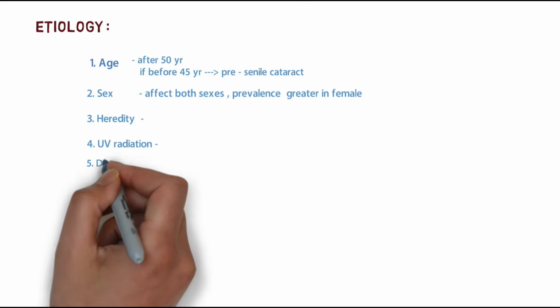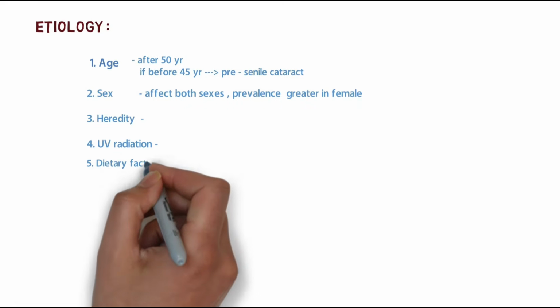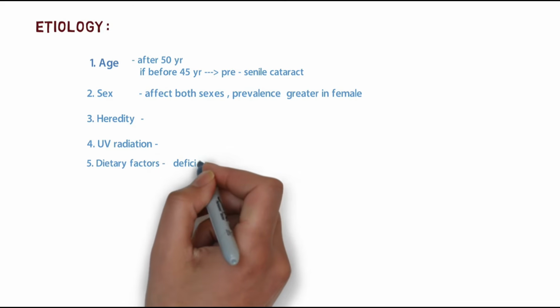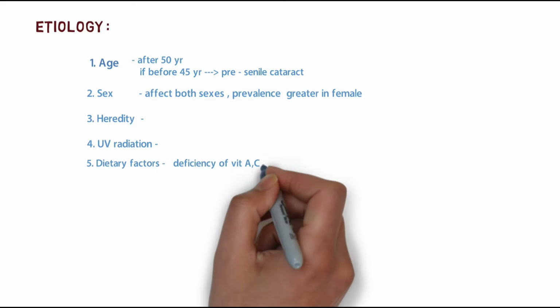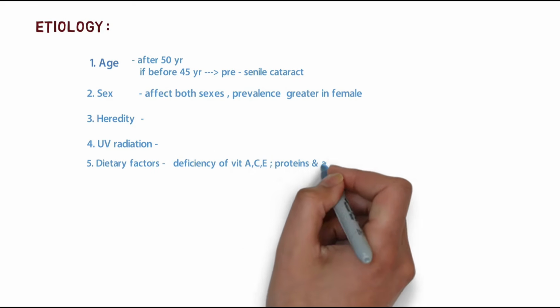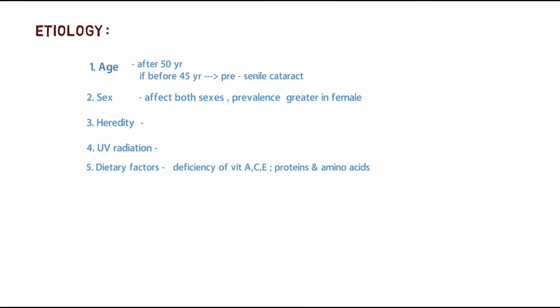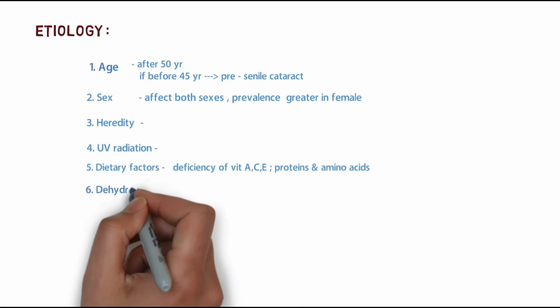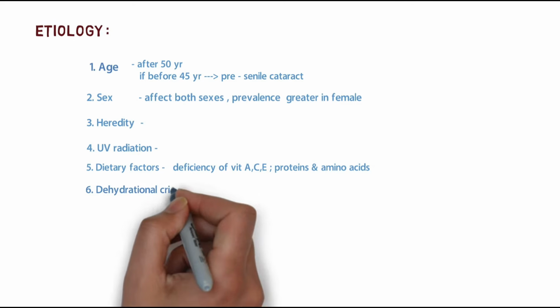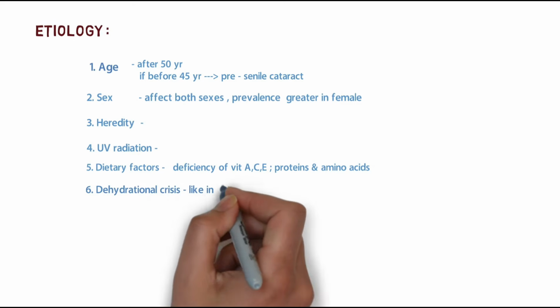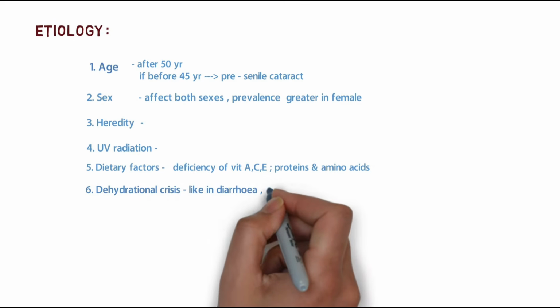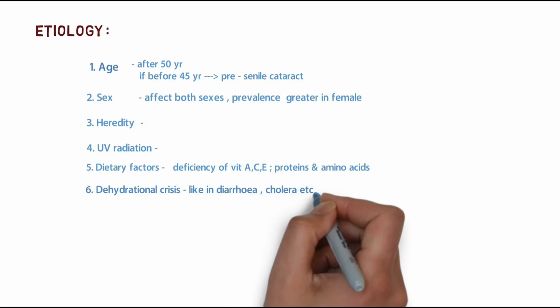Dietary factors: deficiency of vitamins A, C and E, we can remember it as ASH, and deficiency of proteins and amino acids are implicated for early onset and maturation of senile cataract. Dehydration crisis, like in diarrhea and cholera, is associated with age of onset and maturation of senile cataract.